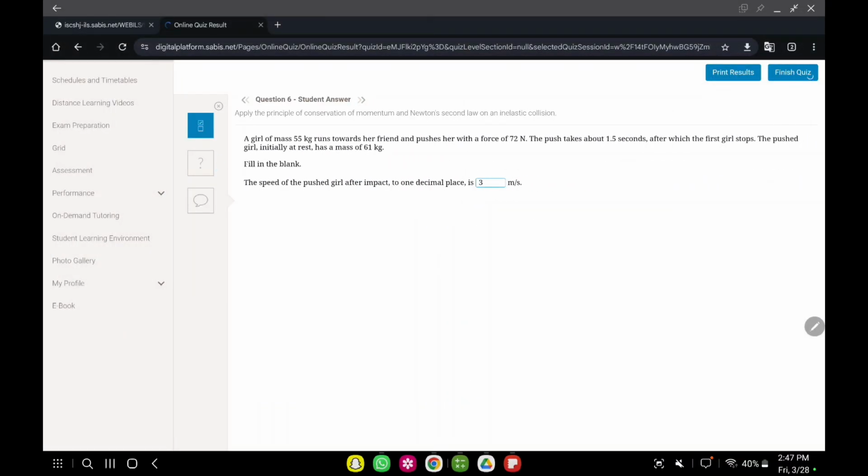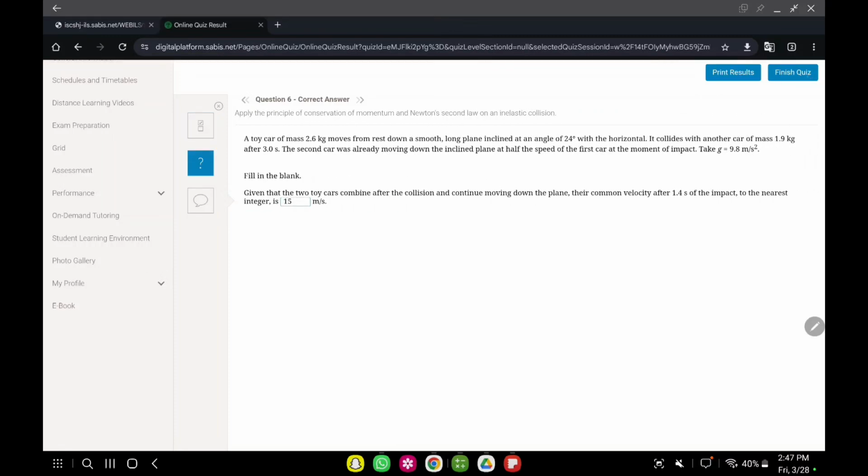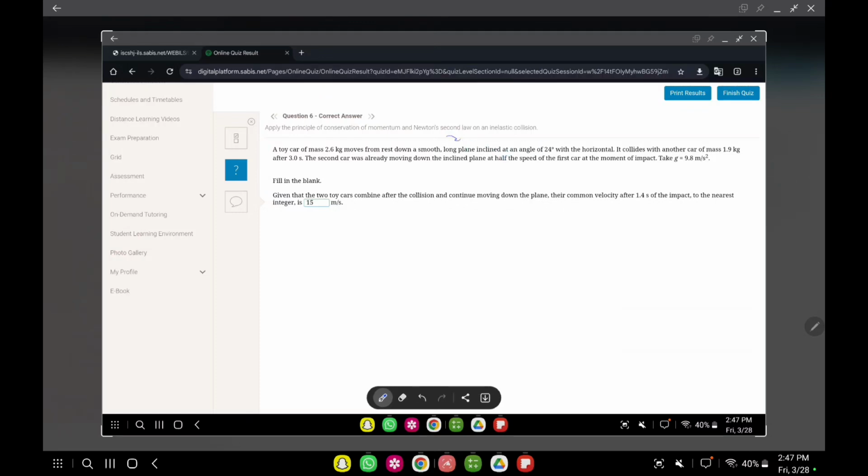Question 6. A toy car of mass 2.6 kilos moves from rest down a smooth, long, inclined plane at an angle of 24 degrees with the horizontal. It collides with another mass 1.9 after 3 seconds. The second car was already moving down the inclined plane at half the speed of the first car at the moment of impact. Take g as 9.8, and given that the two cars combine after the collision and continue moving down the plane, so they combine, and VA is equal to VB, their common velocity after 1.4 seconds is what?